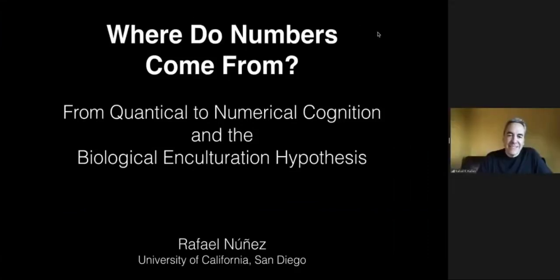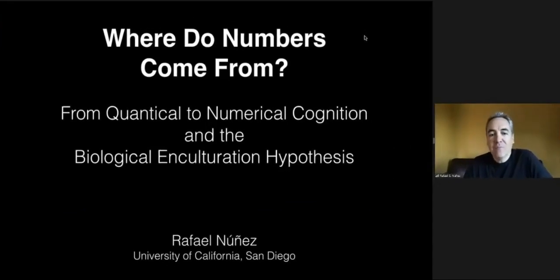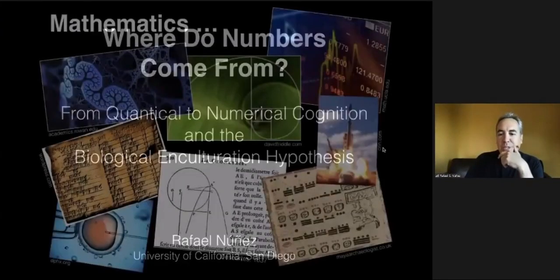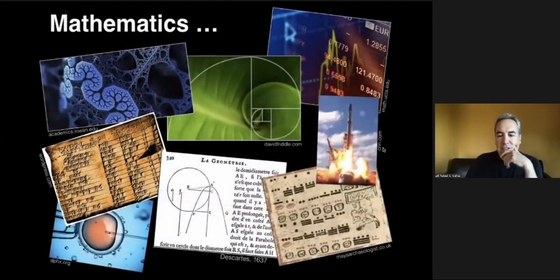So the title of my presentation is going to be Where Do Numbers Come From? And I want to introduce a little bit of terminology to address this question and present what I consider a hypothesis for explaining the origin of numbers, which considers cultural factors, but embedded in the biological nature of the human species.